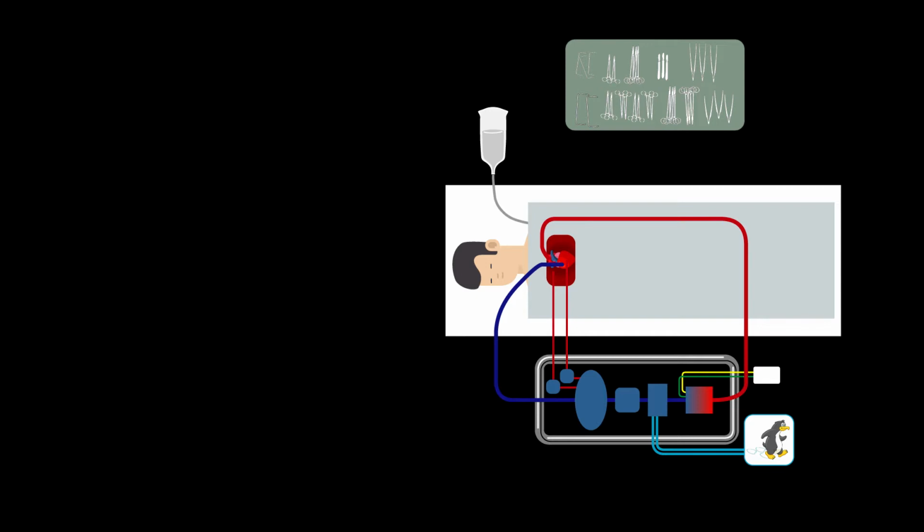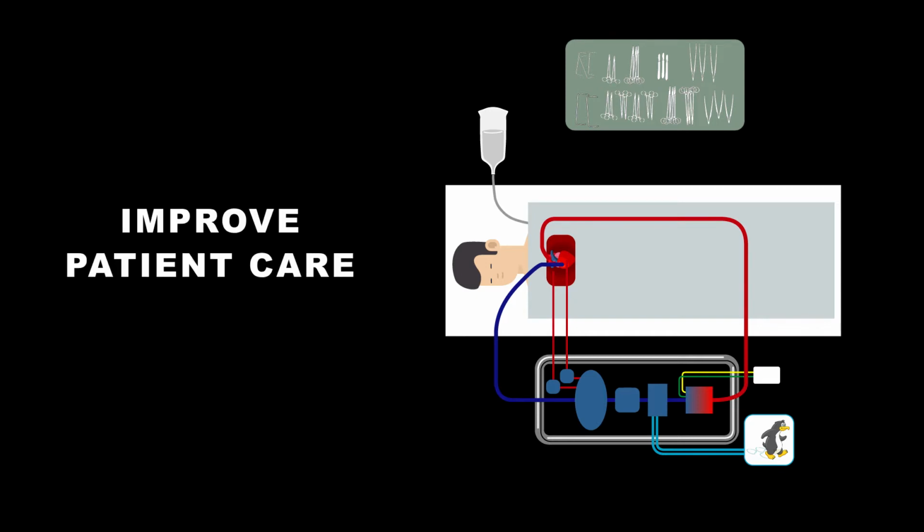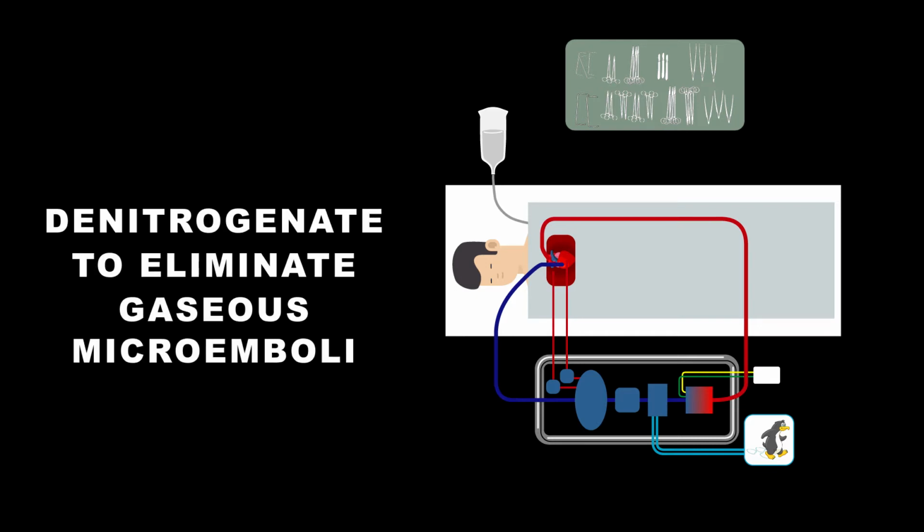Spectrum Medical approaches cardiopulmonary support with the end goal of improving patient care. Every component plays an important role to achieve this goal, and we are going to provide an easy way to denitrogenate the blood to minimize and eliminate gaseous microemboli in the arterial line.